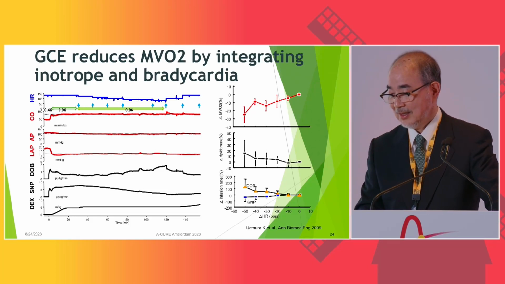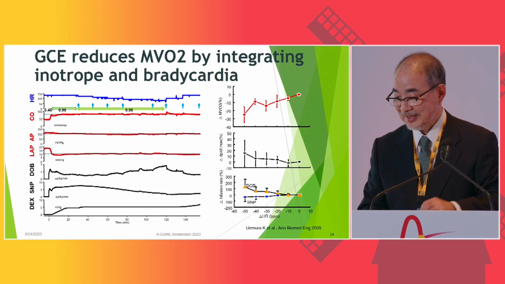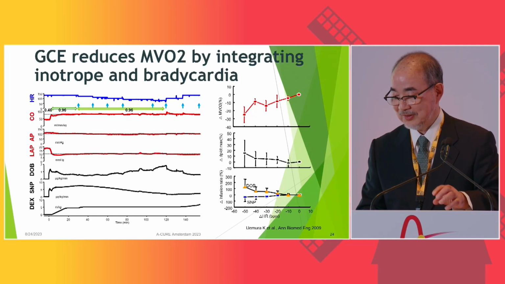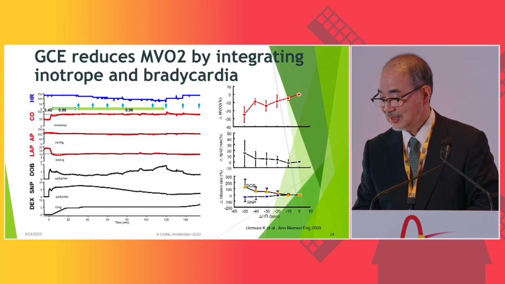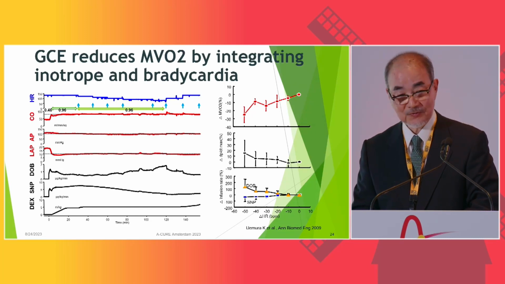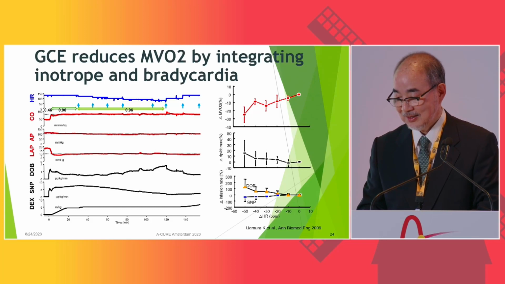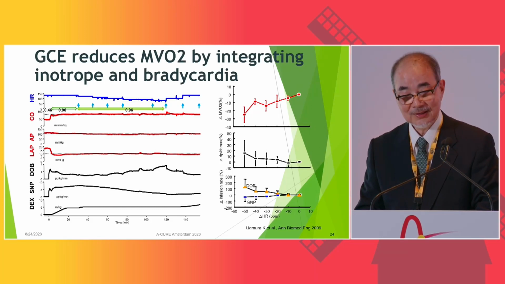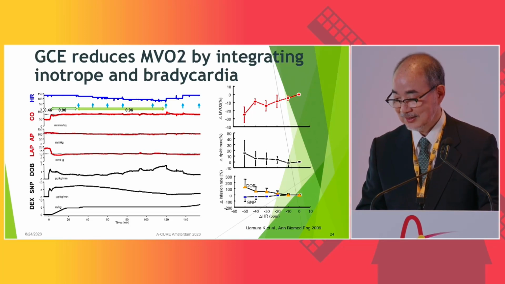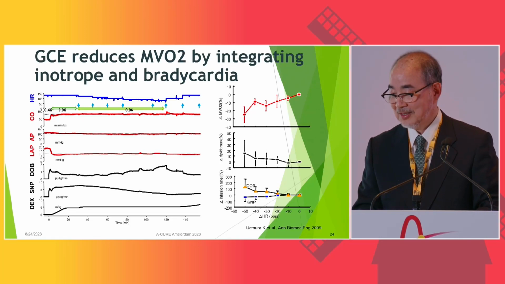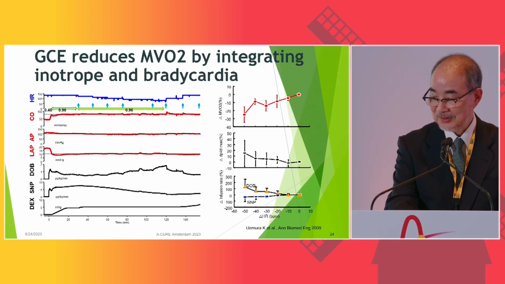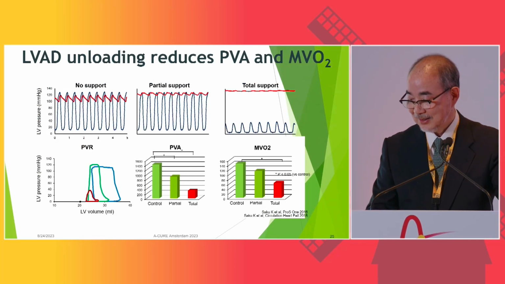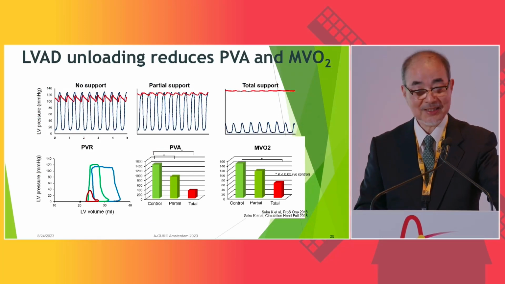By having bradycardia, heart rate reduced from 130 to 80, so it's a major difference. Oxygen consumption dropped by about 25%, but hemodynamics remained unchanged at all. So this is just one example, but it can be done with a reasonable digital twin system. The last example is mechanical circulatory support.